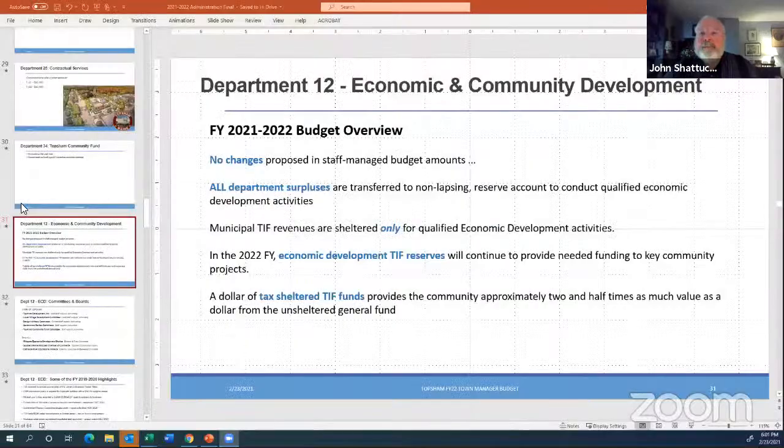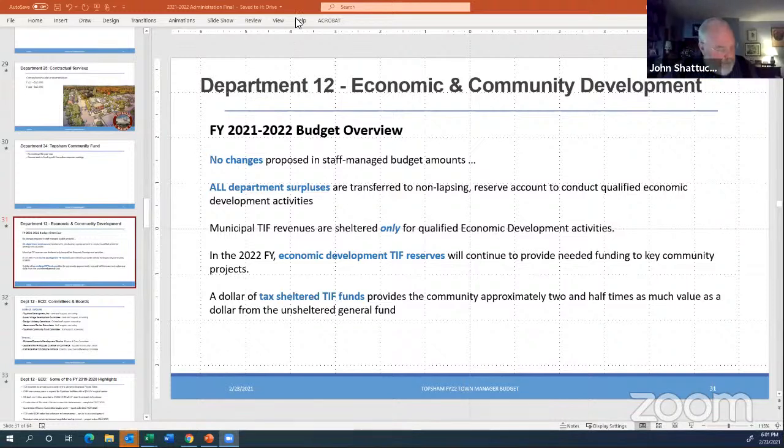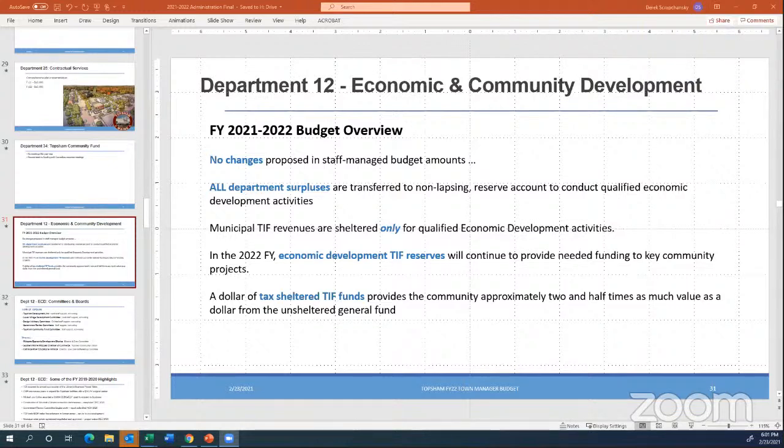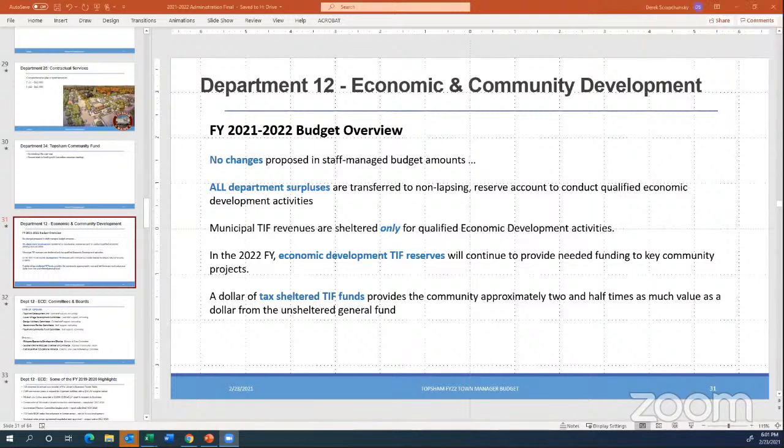All right, first up, Shattuck. Tab 13, 12. Should be slide 29, which we're looking at. Can anybody see it on the screen? Yep. Department 12, slide 31. Yep. Okay, great. And John, just let me know when you want to go to the next slide.